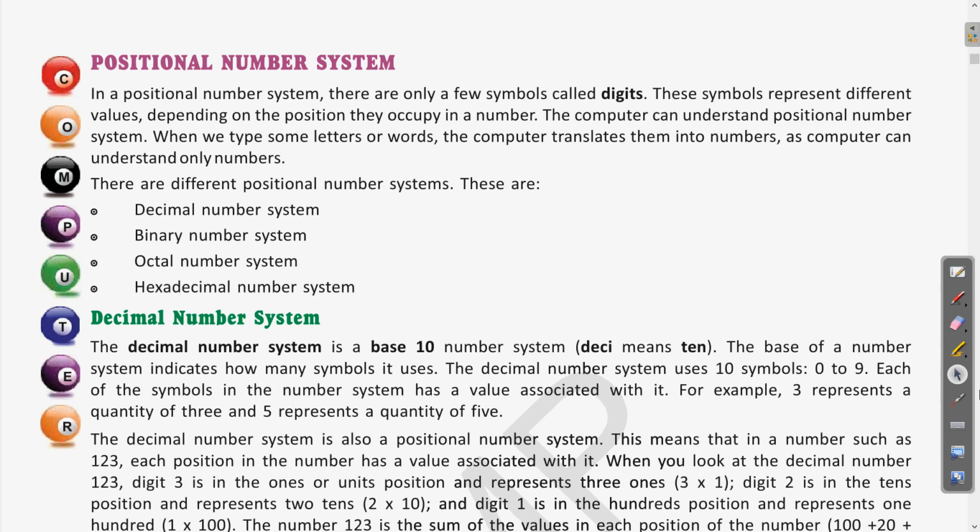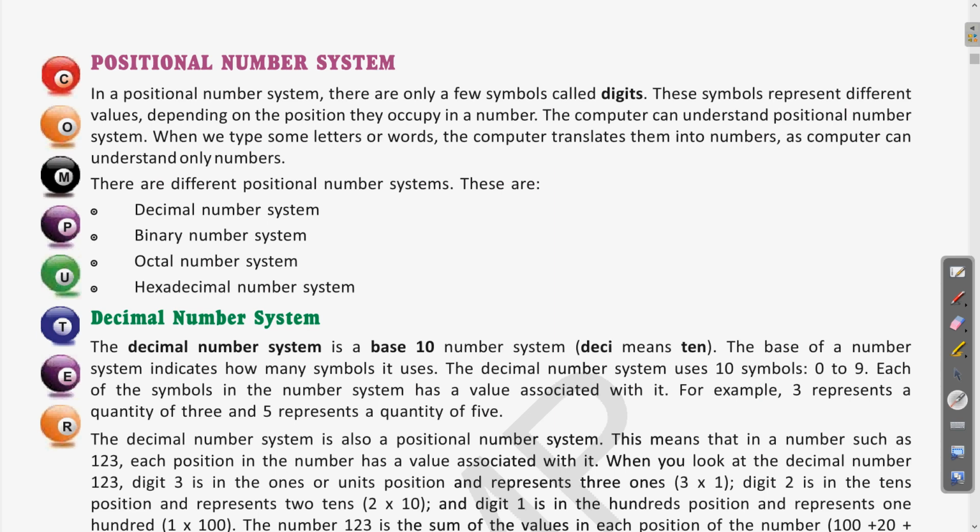So after the non-positional number system, it is time to see the positional number system. In a positional number system, there are only a few symbols called digits. Clear? There they were called symbols, here they are called digits.